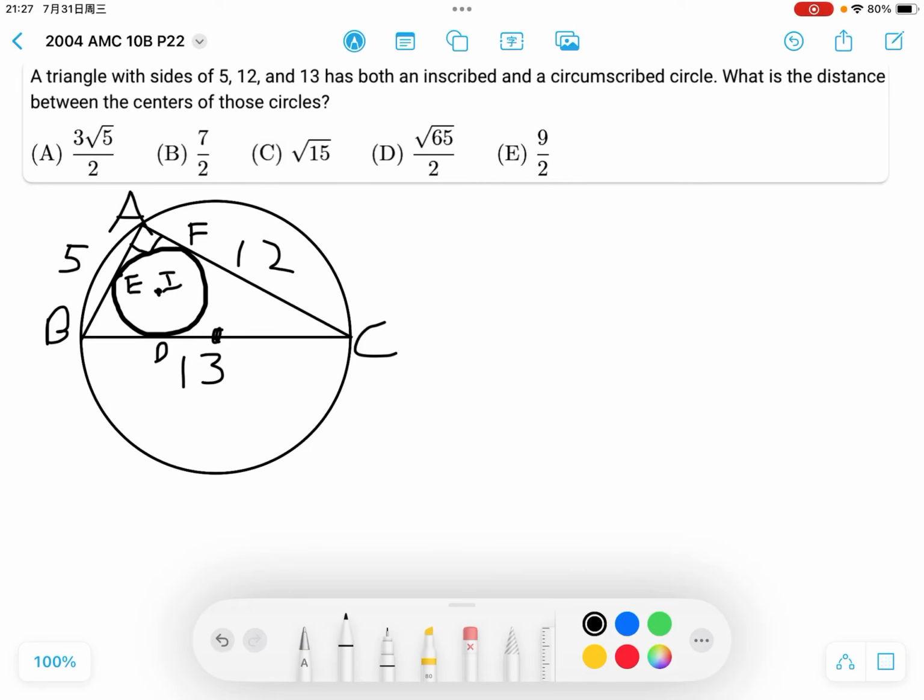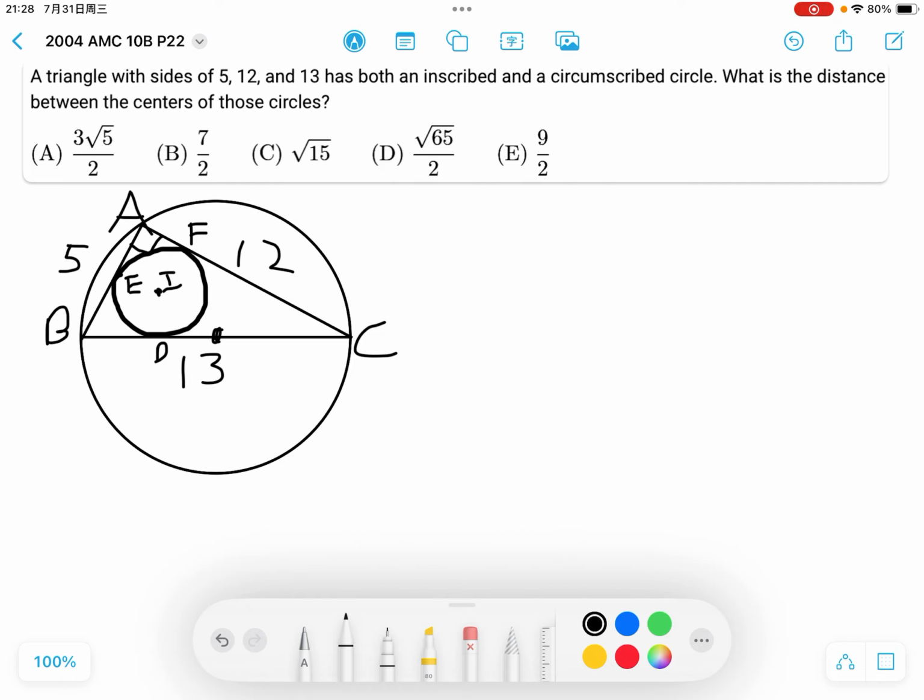Okay, so today we're going to talk about 2004 AMC 10B Problem 22. A triangle with sides of 5, 12, and 13 has both an inscribed and circumscribed circle. What is the distance between the centers of those circles?